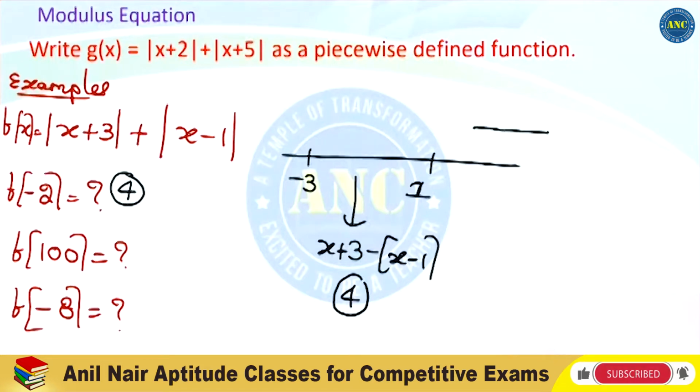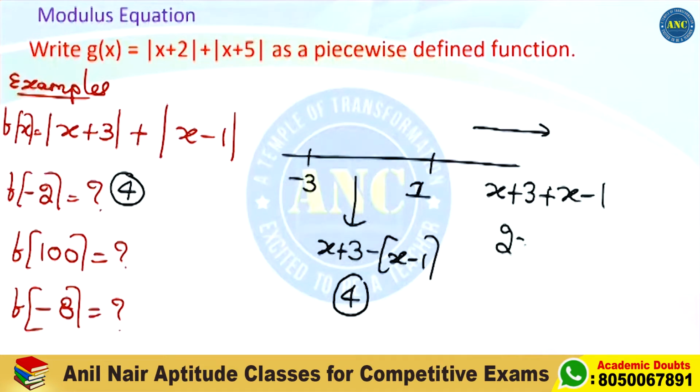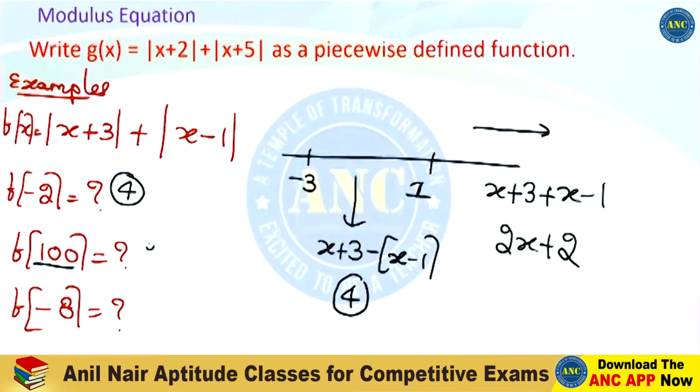Any value greater than 1. If I take 2, 2 plus 3, 5, 2 minus 1, 1. Both are positive. So it is x plus 3 plus x minus 1. It is 2x plus 2. Anything greater than 1, 100 it is greater than 1. So 200 plus 2, 202. I hope the idea is clear.